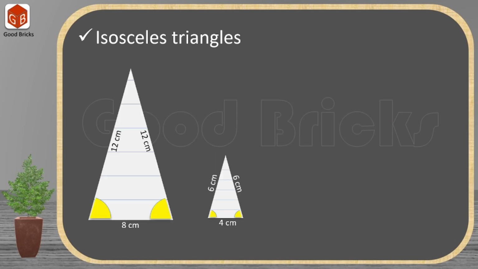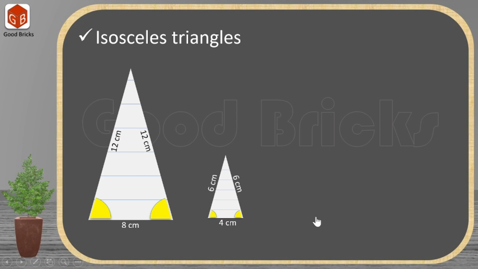Now let us discuss the similarity of two isosceles triangles, and observe here clearly on the screen. Corresponding angles are equal in these two triangles. This and this are corresponding angles. This and this are corresponding angles. And if you talk about the sides, 12 by 2 is 6, 12 by 2 is 6, 8 by 2 is 4. It means all the sides of this small triangle are 1 by 2 of the sides of this big triangle.